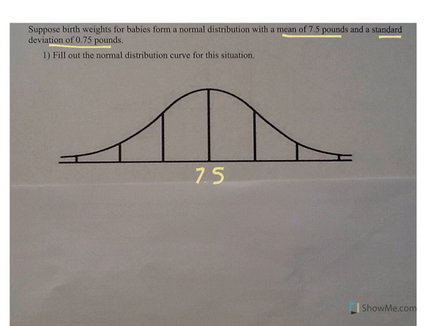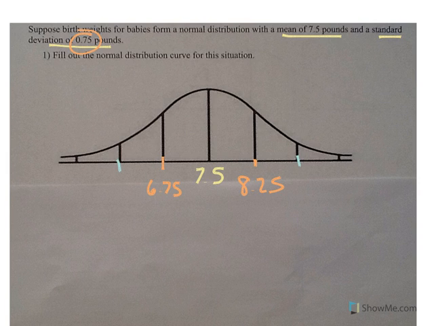Now, to find one standard deviation on either side, when we move to the right, we add the standard deviation. So 7.5 plus 0.75 will give us 8.25. And when I move to the left, I'm going to subtract. So 7.5 minus 0.75 gives me 6.75.